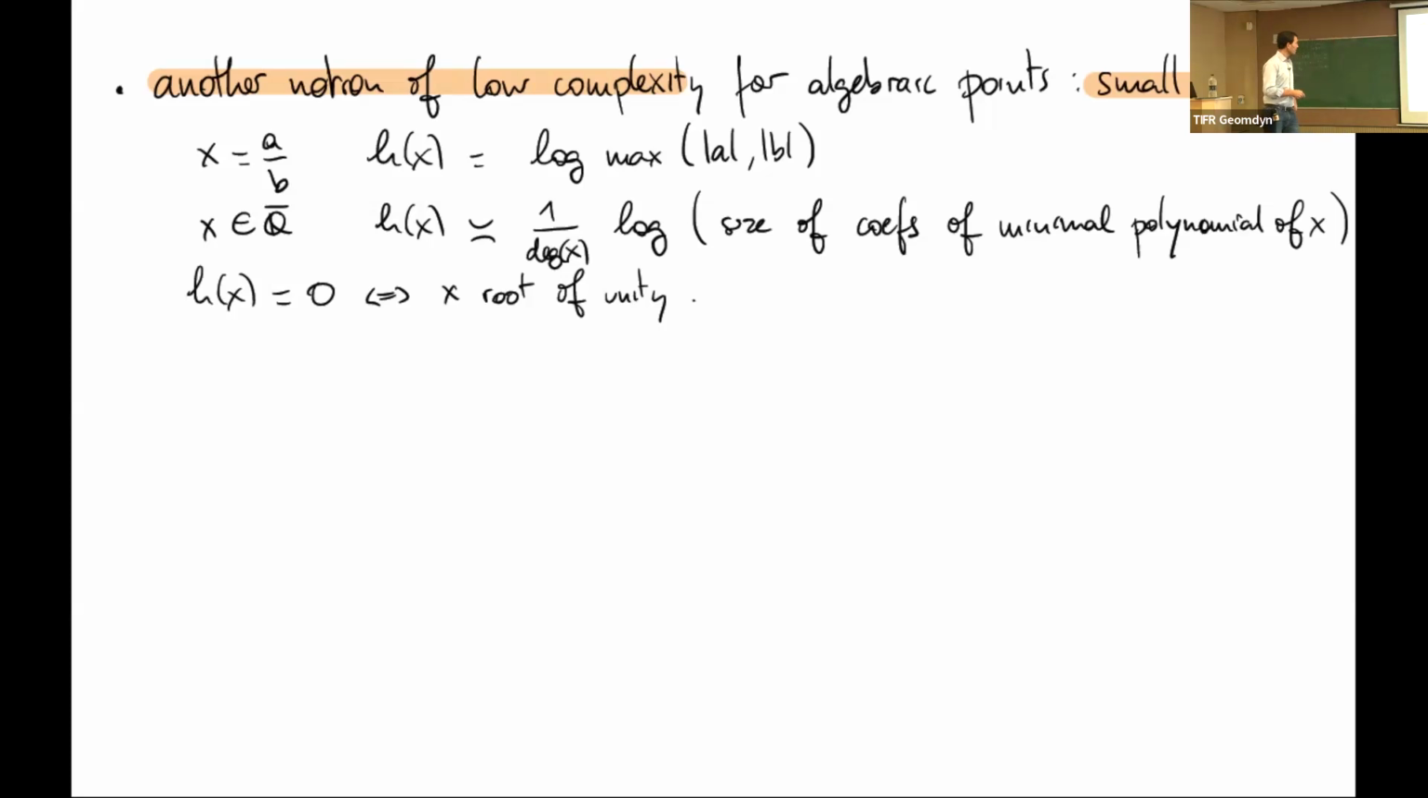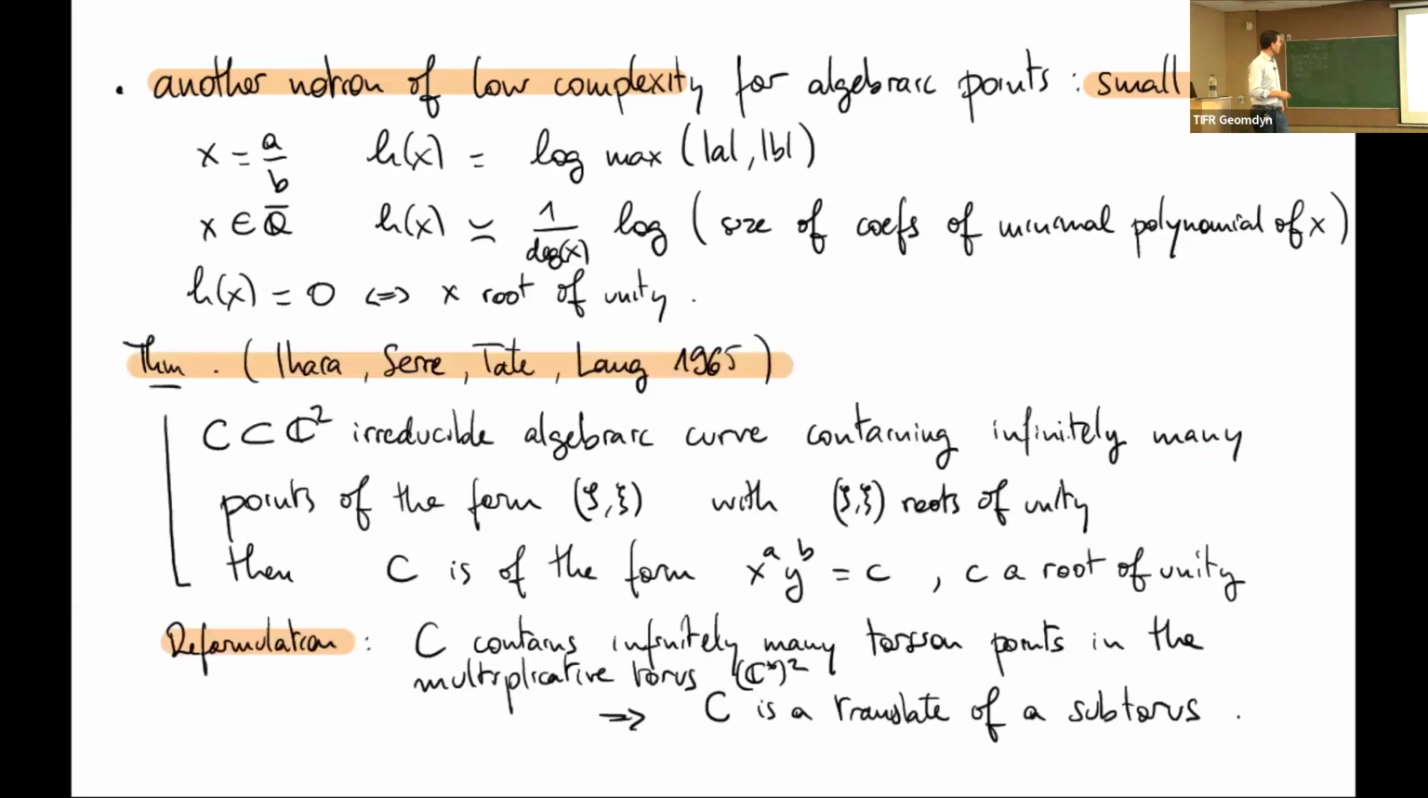Okay, so now we can have an analog of the previous problem. If you take an algebraic curve in C^2, you may ask, is it possible for this curve to have infinitely many points whose both coordinates are roots of unity? It was a problem in the 60s, and it was solved in the 60s.